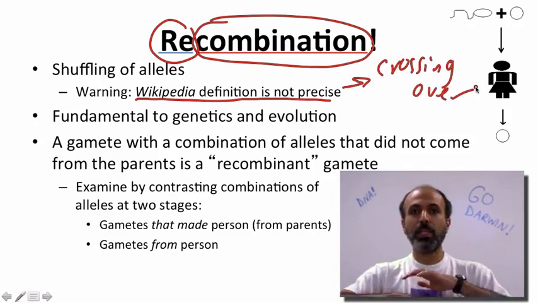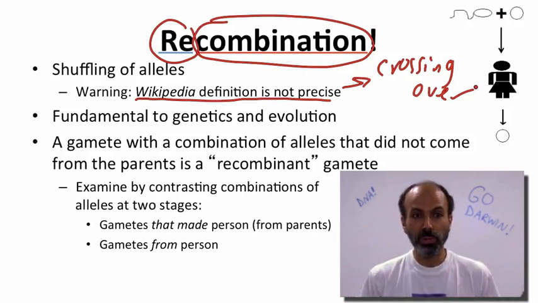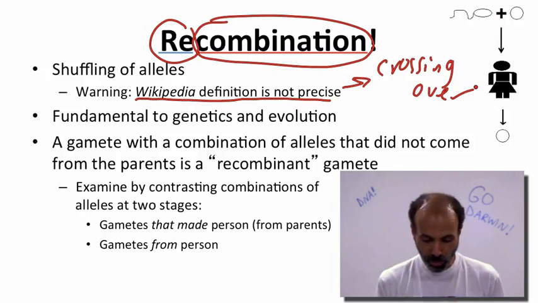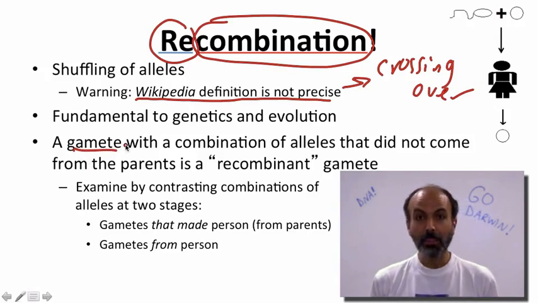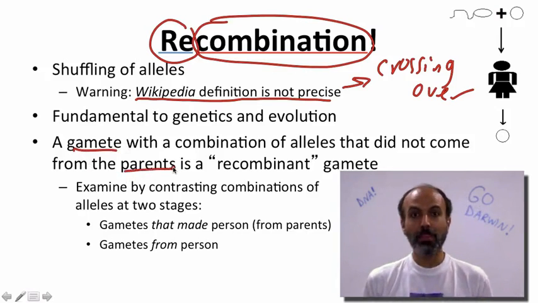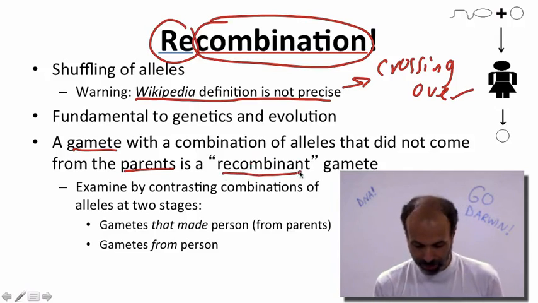But I want to emphasize that all recombination is important, both for genetics and evolution, and independent assortment is one type of recombination. Essentially, you have recombination when you produce a gamete that has a combination of alleles that was not found in one of the parents. This gamete is then called recombinant.